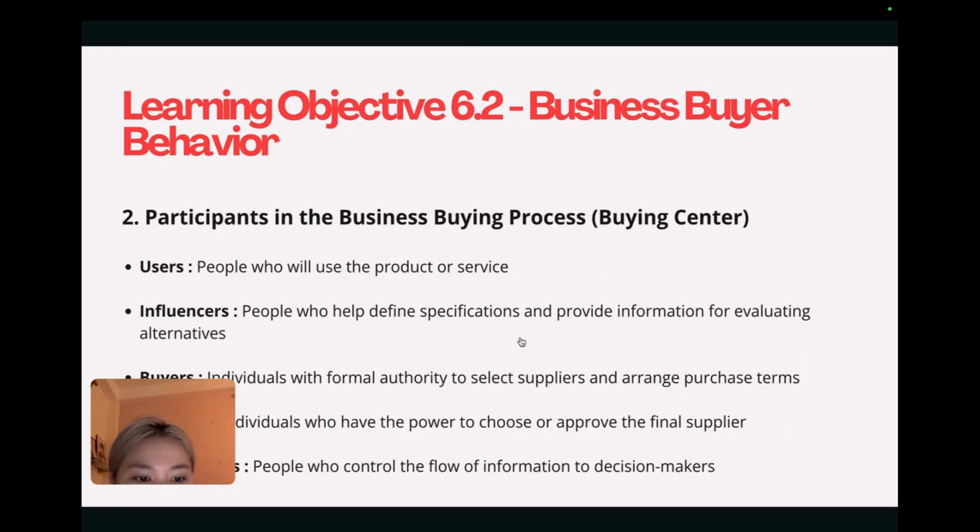There are five participants in the business buying process. Users are people who will use the product or service. Influencers are people who help define specifications and provide information for evaluating alternatives. Buyers are individuals who have the authority to select suppliers and arrange purchase terms. Deciders are individuals who have the power to choose or approve the final supplier. Gatekeepers are people who control the flow of information to decision makers.